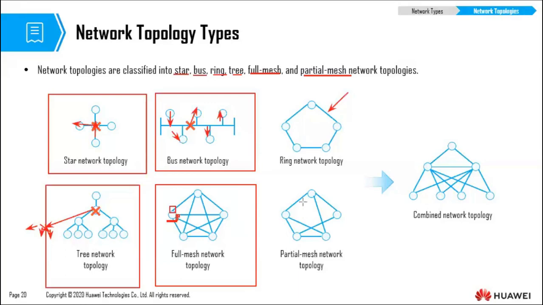Then we have the partial mesh, where you don't mesh everything, just the important points. So of course, the advantages are the same as the full mesh, only that it has a lower reliability compared to the full mesh.